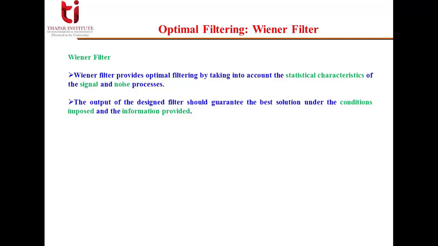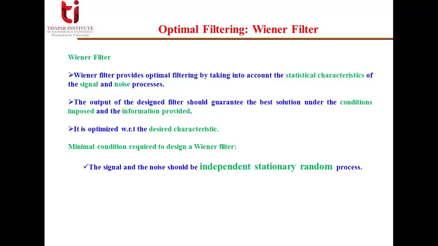We can say it should be optimized with respect to some desired characteristics. Now, what are those desired characteristics for which we have to design the filter to produce optimum results? What are the conditions required to design such a filter? One such condition we should consider before designing a Wiener filter is that the signal and noise should be independent, stationary, random processes.